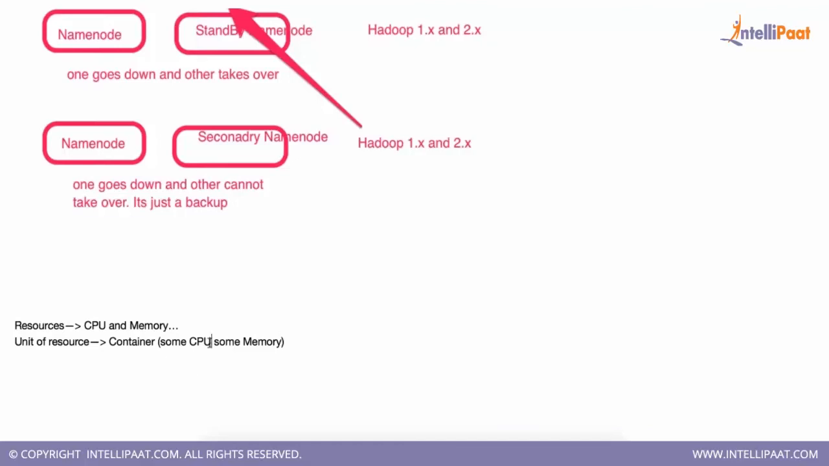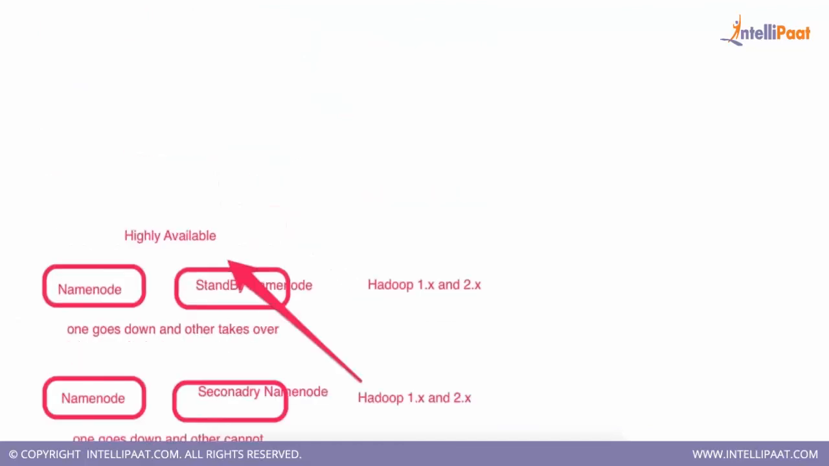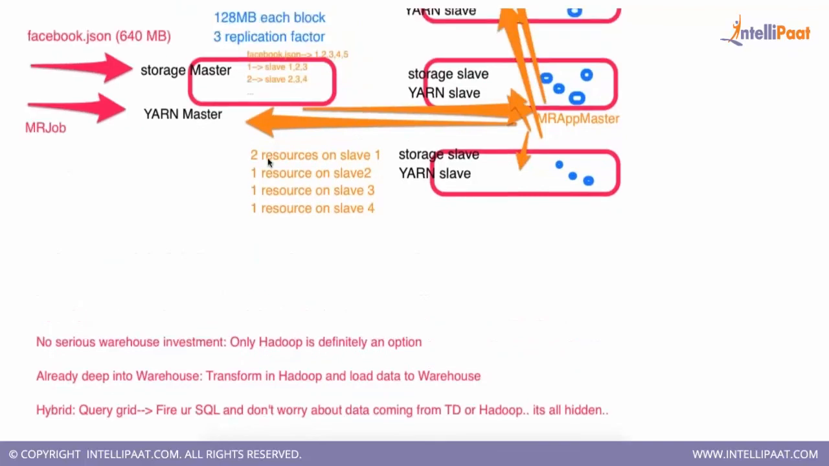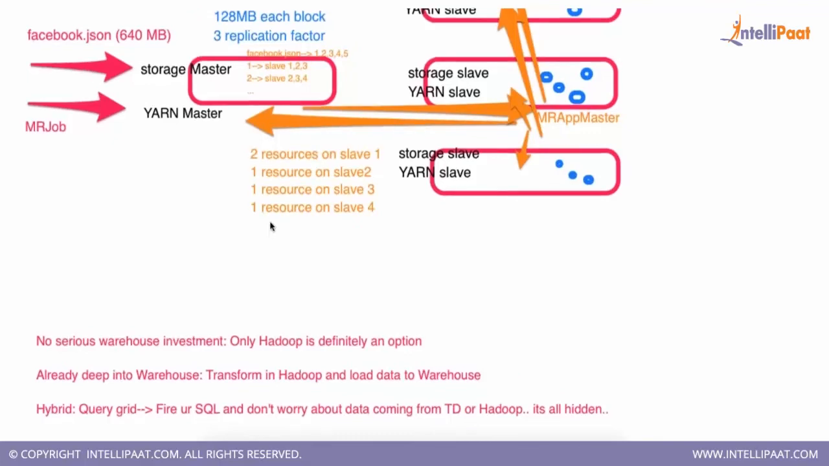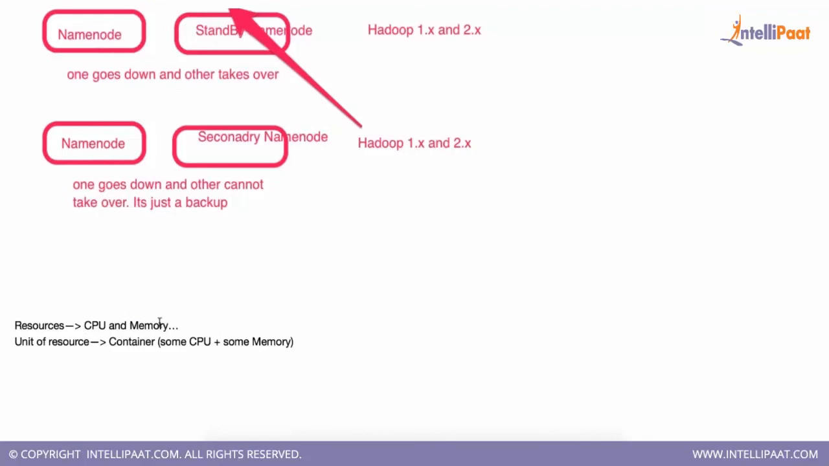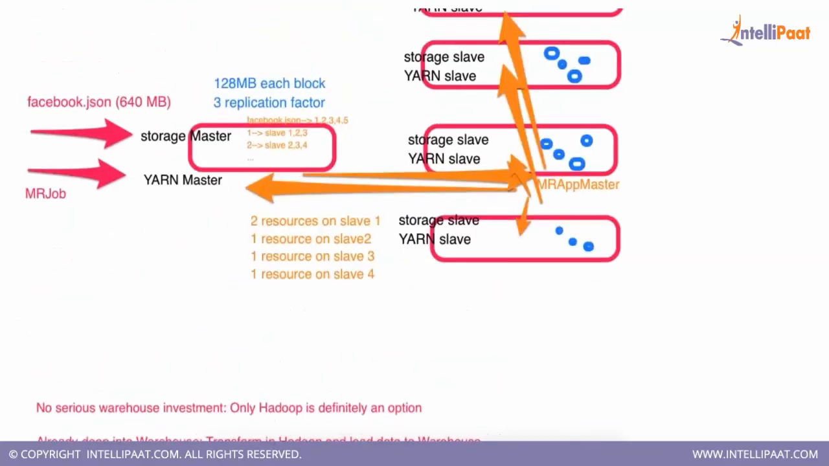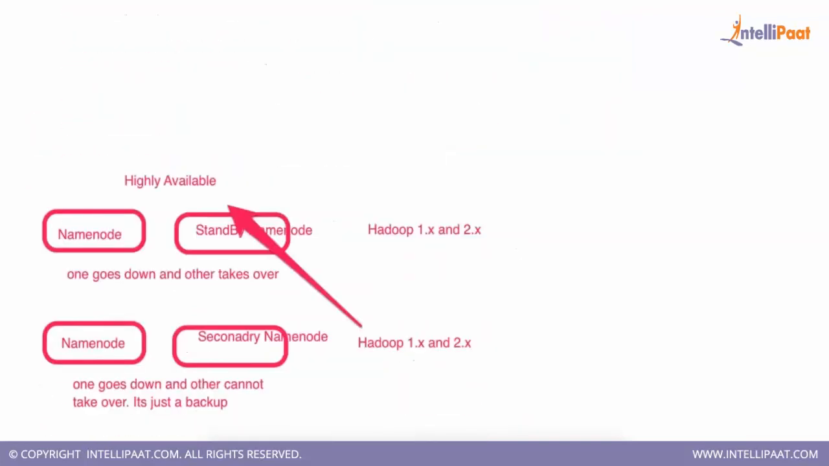It's called a container. So just to reiterate, when it says two resources, that means give me two containers. So basically, resources is nothing but CPU and memory, and the unit of resource is called a container. I'll be reiterating the same diagram once we do MapReduce, where I'll explain that these resources are called containers.